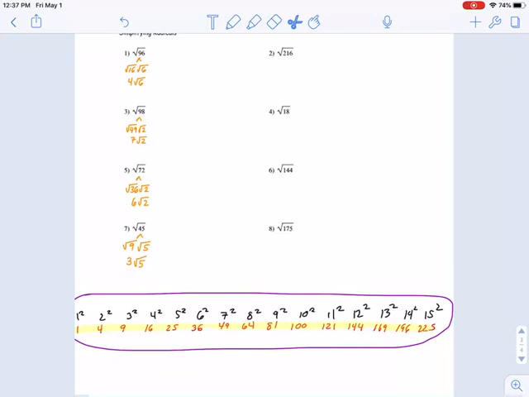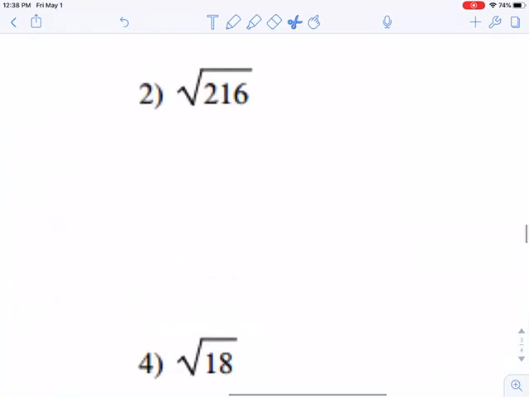216, what a weird number. Alright, it's an even number, so the perfect square is going to be even. You can play around, you can divide it by 4, that's going to work. 16, I'm not sure if 16 works. 216 divided by 16, it doesn't. Let's do 36, that one's the largest square factor. Alright, that's going to break up into the square root of 36 and the square root of 6.